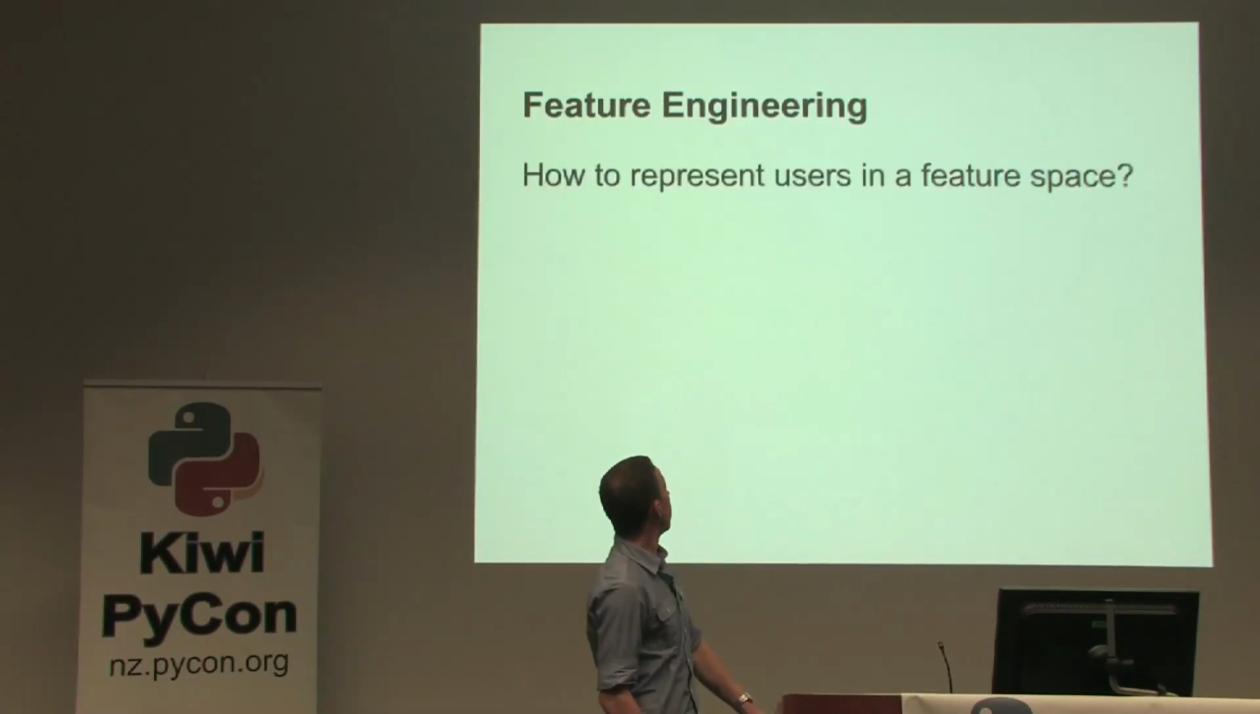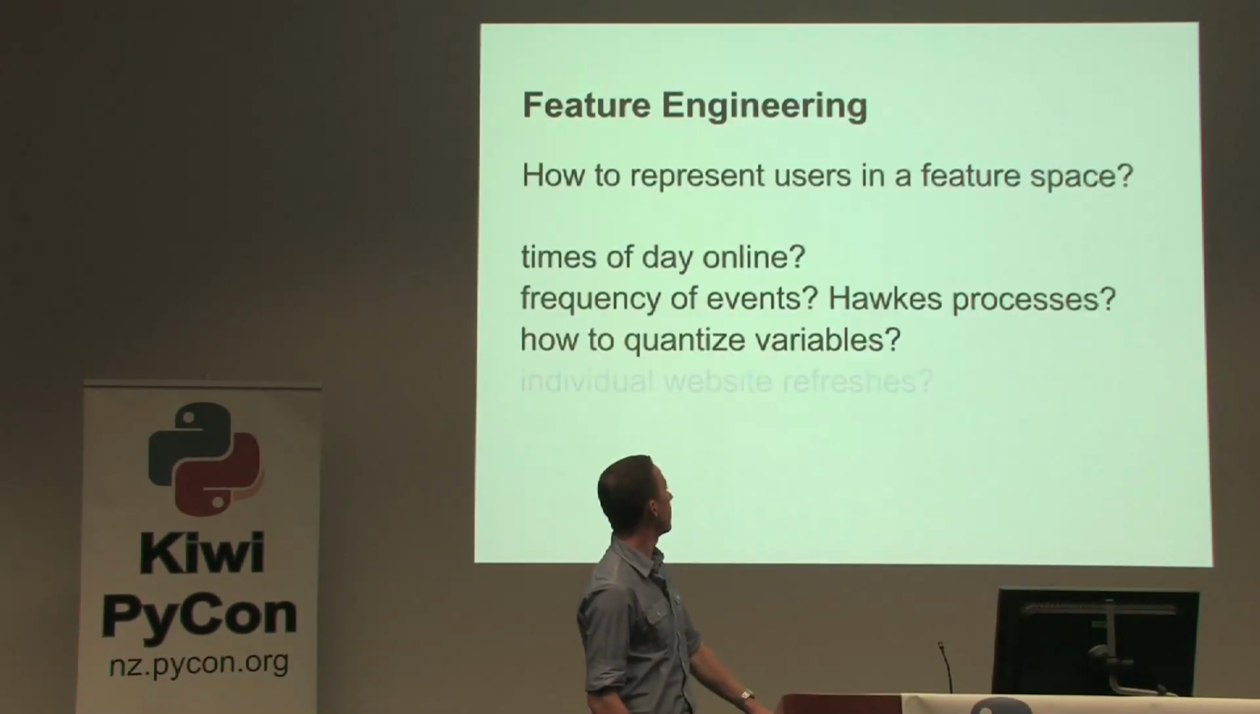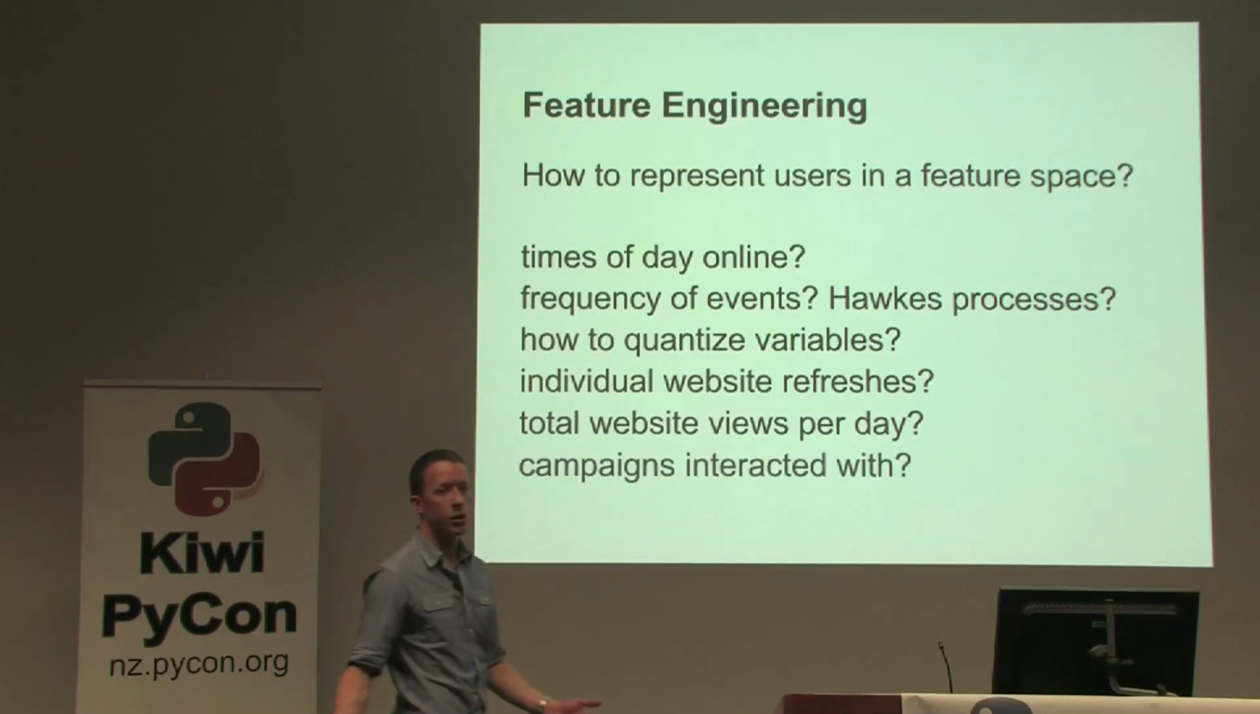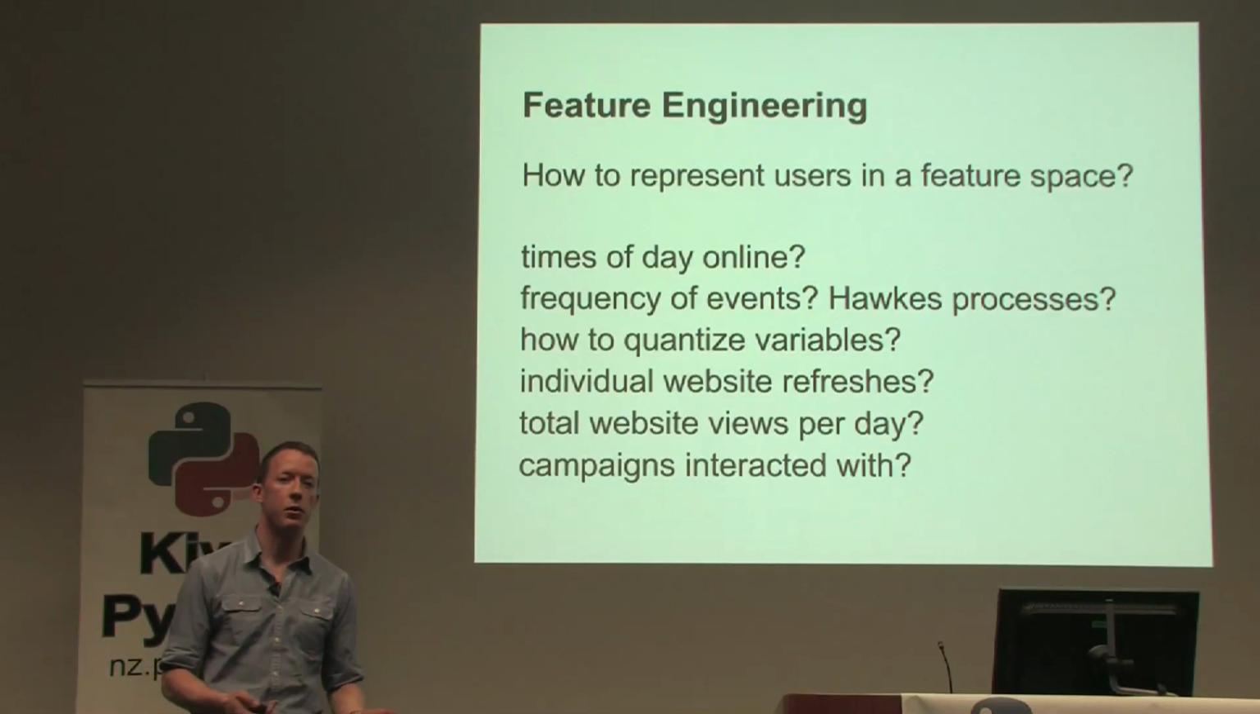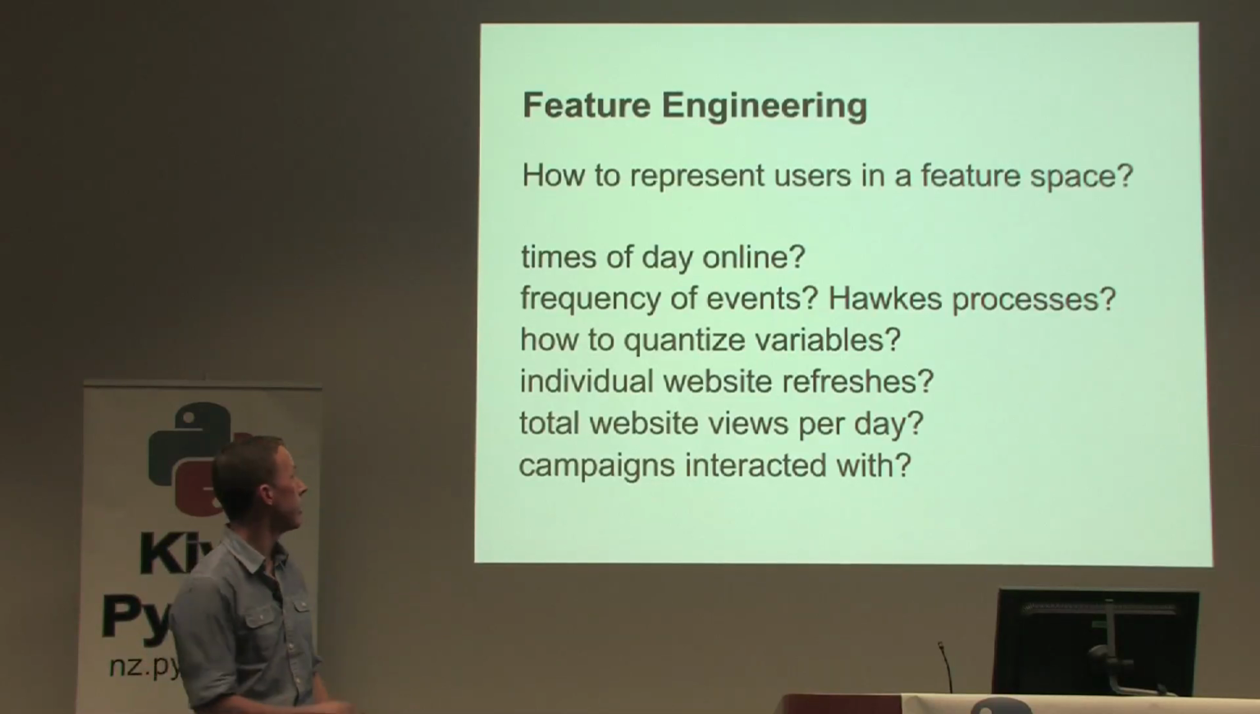So let's do some feature engineering. This is more art than science. What could we use to describe the users? We could look at what times of day they're online. People that are online at 10 a.m. in the morning through to 3 p.m. are unlikely to be workers.